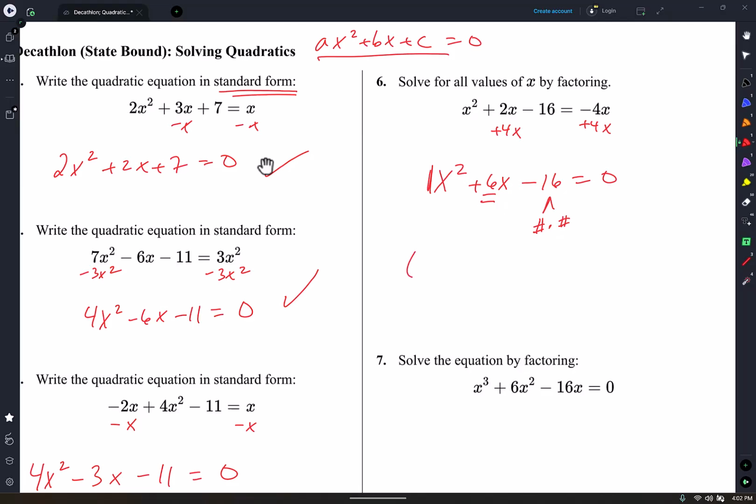X plus 8, x minus 2, and you put equals 0. 8 times negative 2 is negative 16, and 8 minus 2 is positive 6.